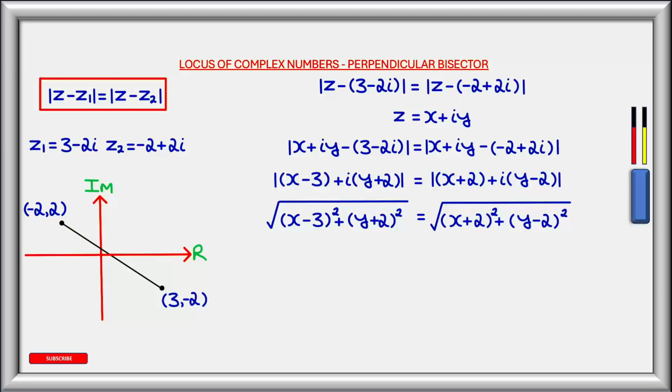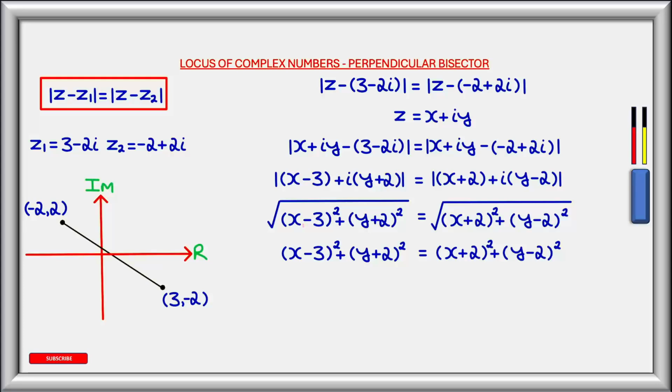And this will give the square root of x minus 3 all squared plus y plus 2 all squared is equal to the square root of x plus 2 all squared plus y minus 2 all squared. We can then square both sides of the equation to give x minus 3 all squared plus y plus 2 all squared is equal to x plus 2 all squared plus y minus 2 all squared.